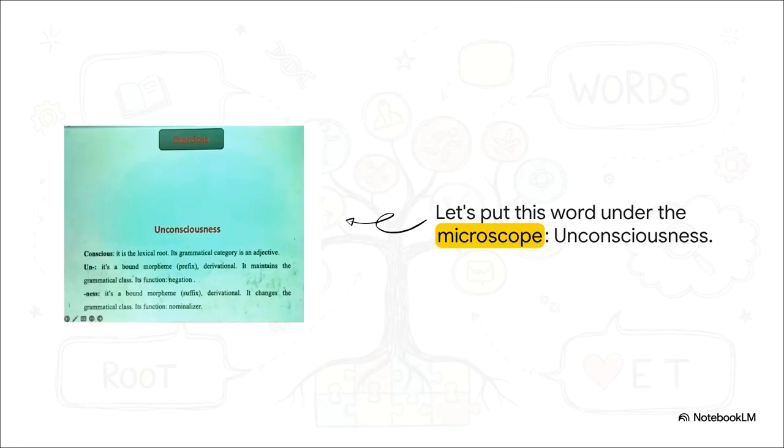Okay, let's take this word right here, unconsciousness. At first glance, it looks like one solid thing, right? A single block of meaning. But it's not. I promise you, by the end of this, you're going to see it as three totally separate pieces, all assembled in a very, very specific order.